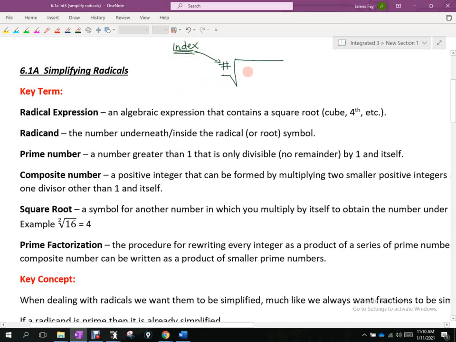Okay? There is going to be a number on the inside. And that number on the inside is called a radicand, and that's the next vocabulary word I have here. It says it's the number underneath, or sometimes people say it's on the inside of the radical or root symbol. Okay. That index number, it's much like if I were to write y, what is the coefficient in front of y?